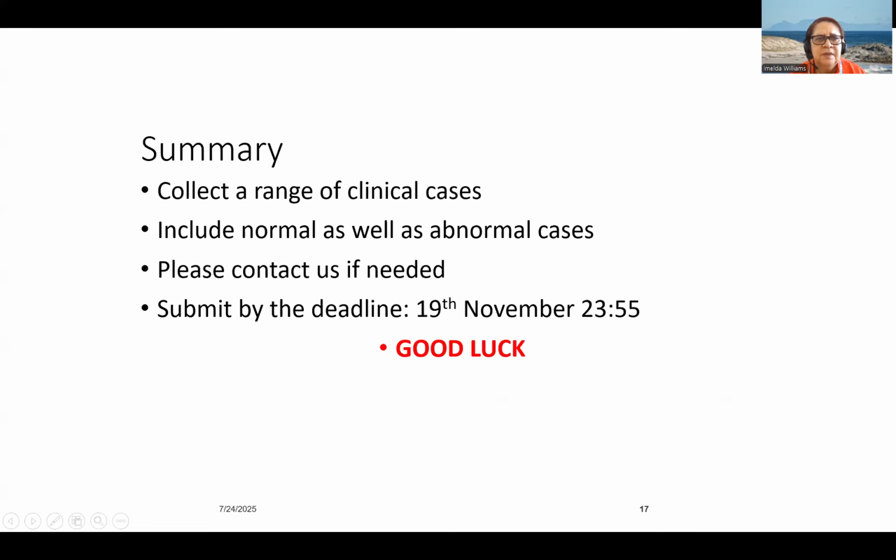So in summary then, ensure that you collect a range of clinical cases. If you do struggle with certain body areas to get those cases, please contact us. And then remember, you need to include normal cases as well as abnormal cases, and always feel free to contact us if needed. And then remember, the deadline is on the 19th of November at 5 to 12 in the evening.